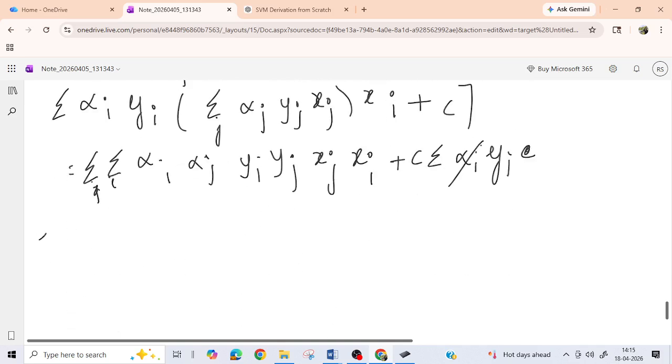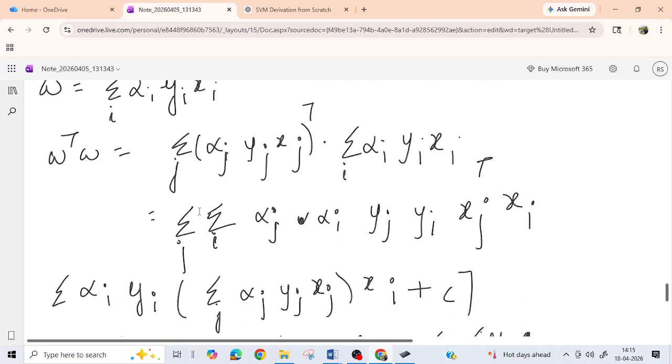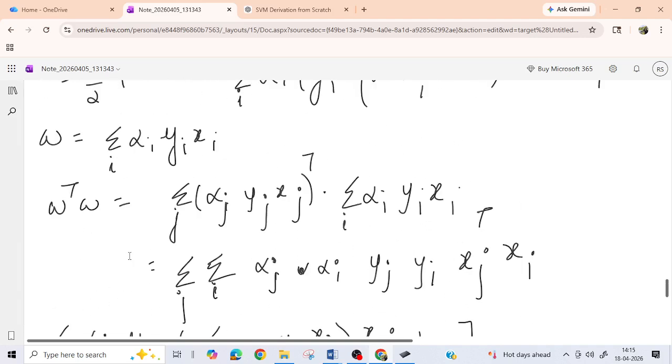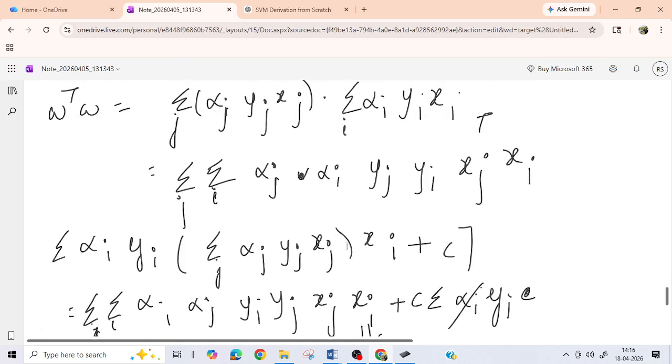So the Lagrangian eventually becomes minus half of this entity. Let's call this entity k. Then let's see what W transpose W is, and can we also find this particular term in terms of k? So let's look at these terms.